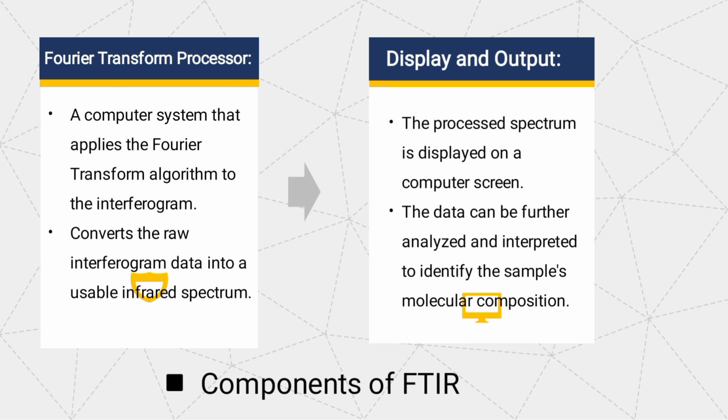Then there is the Fourier transform processor. This is a computer system that applies the Fourier transform algorithm. This algorithm is a mathematical equation that works on the interference pattern and converts the interferogram into a spectrum. It converts the raw interferogram data into a usable infrared spectrum. Then there is display and output. The processed spectrum is displayed on a computer screen. The data can be further analyzed and interpreted to identify the sample's molecular composition. This was all about the components of FTIR.